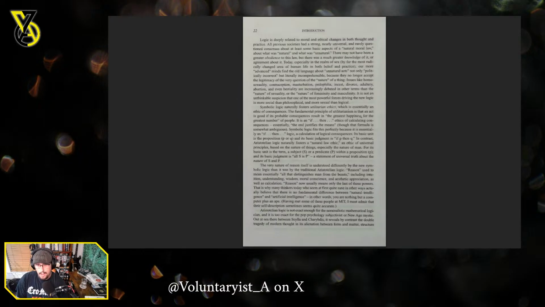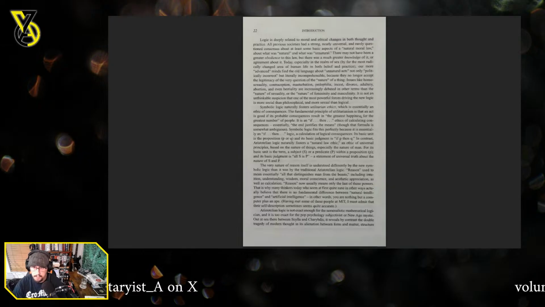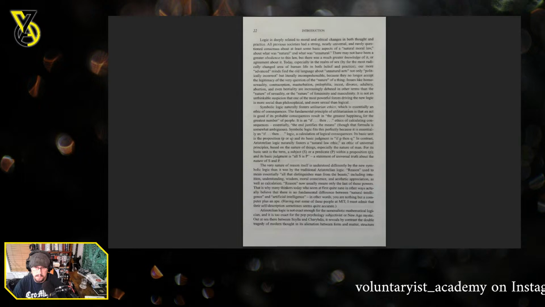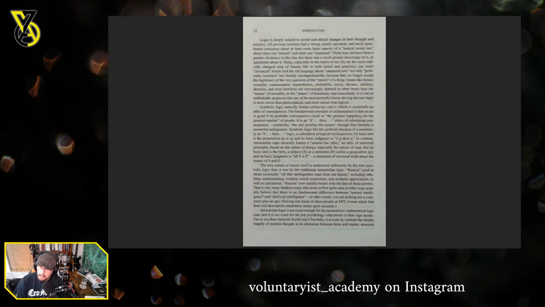Issues like homosexuality, contraception, masturbation, pedophilia, incest, divorce, adultery, abortion, and even bestiality are increasingly debated in other terms than the nature of sexuality or the nature of femininity and masculinity. It is not an unthinkable suspicion that one of the most powerful forces driving the new logic is more social than philosophical, and more sexual than logical.